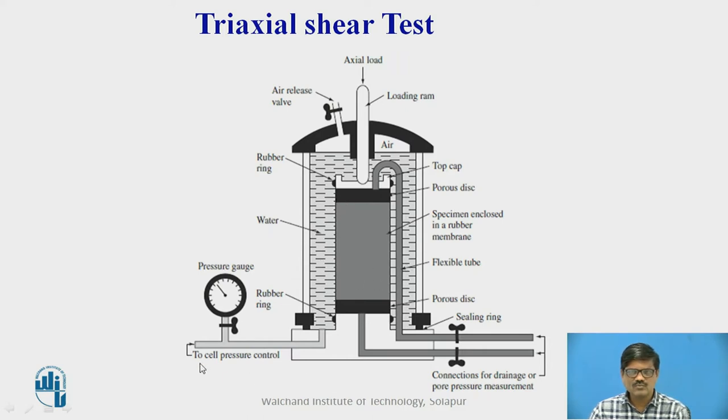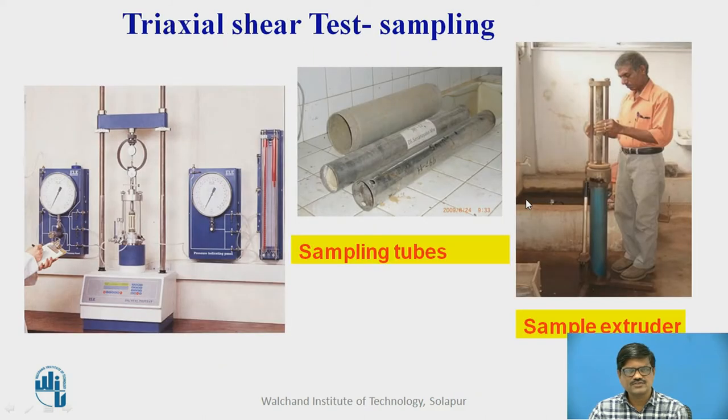Then we have one more arrangement here to apply the pressure. There is a loading unit, and through this loading unit we apply pressure to the water. This pressure we call the confining pressure, which is present all along the soil sample. In this experiment we apply the confining pressure first, and then we apply an additional vertical stress, that we call the deviatoric stress, and we go on increasing this vertical stress till failure takes place. So this is the basic concept in the triaxial shear test.